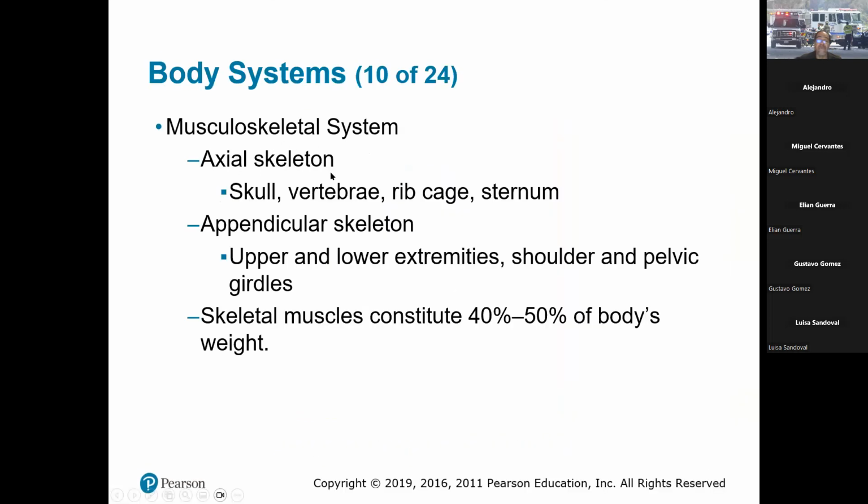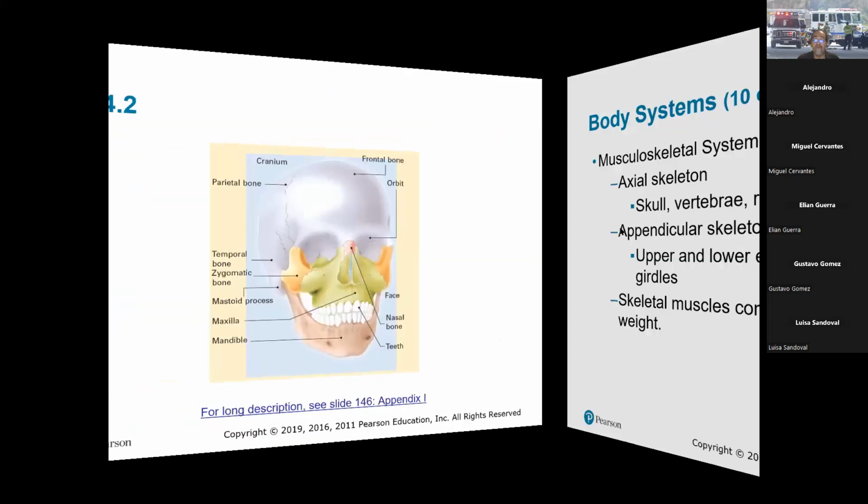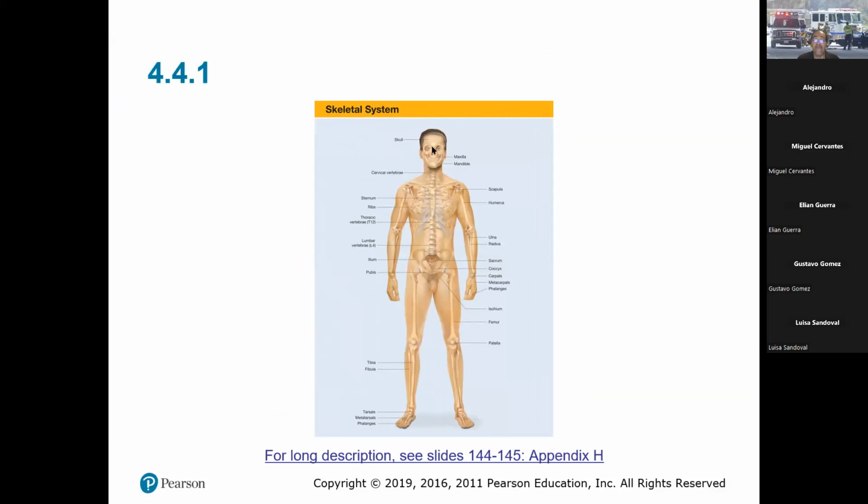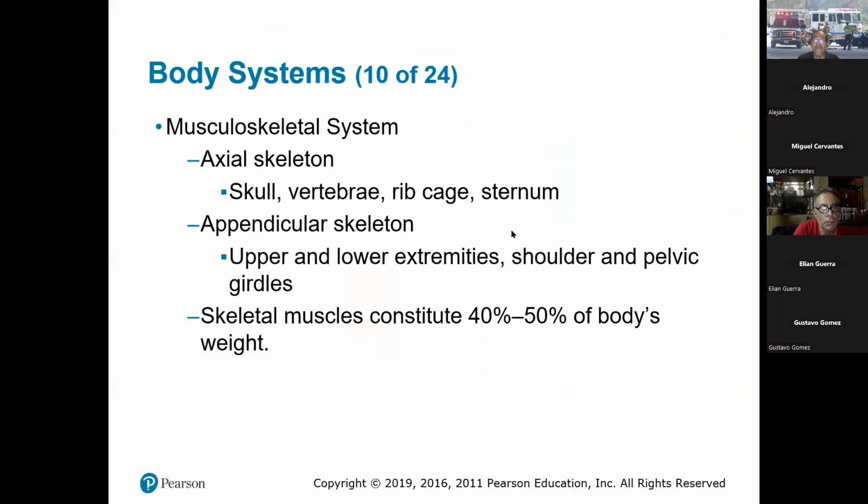Musculoskeletal system, you have your axial skeleton. Now, the axial skeleton is anything that's in the middle. Your skull, your spinal cord, your hip bones, and part of your upper shoulder girdle. And then you have your appendicular, which is basically your upper and lower extremities, shoulders, and pelvic girdle.